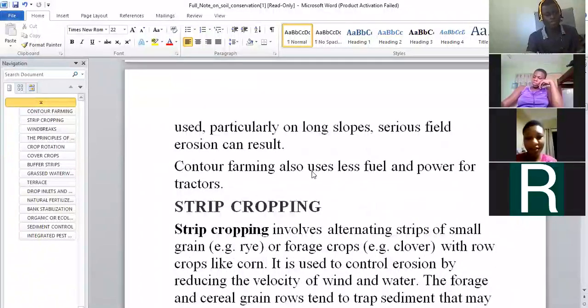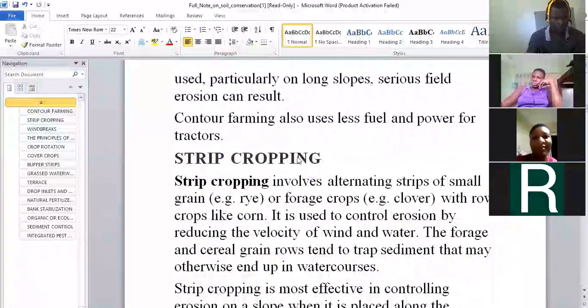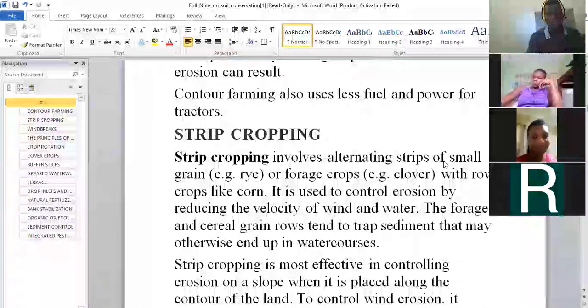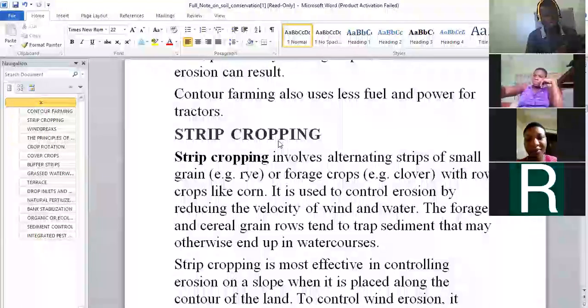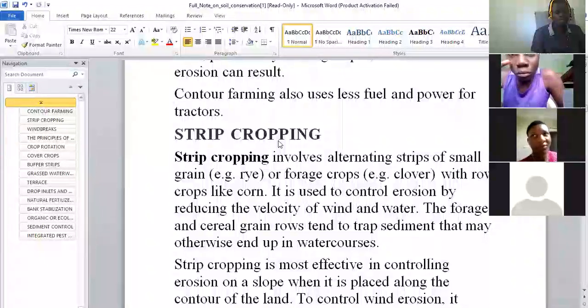Now let's look at the next one. It is called strip cropping. Who is asking what? Richard. Dad, mute yourself.